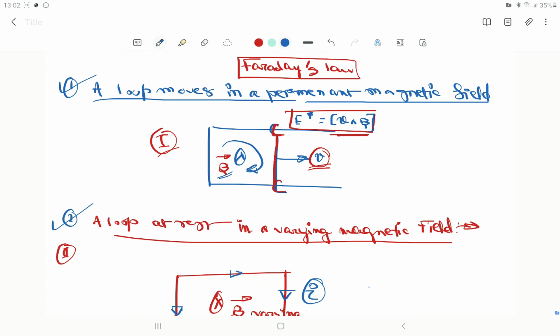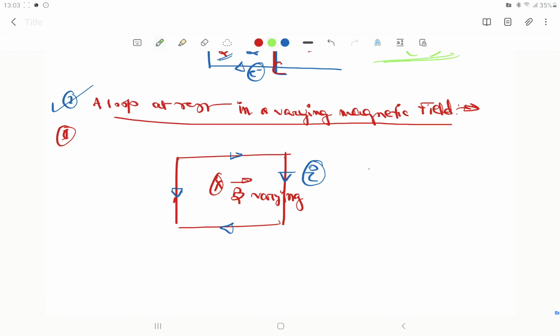So now in this first case, we know that if there is an electron, the current will be set up in this direction. So let's say here is an electron. Now this electron will experience a force of QV cross B, and in the opposite direction of the force in which the electron is moving, the current will be in this loop.